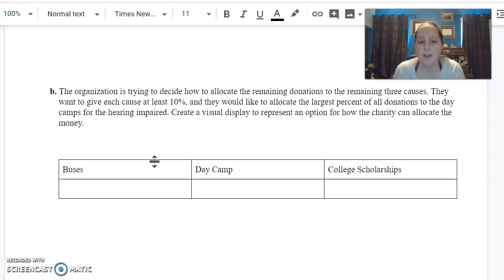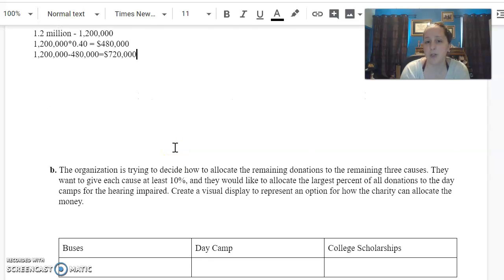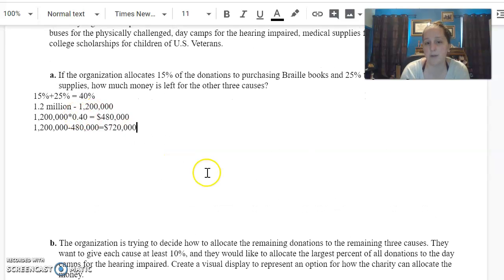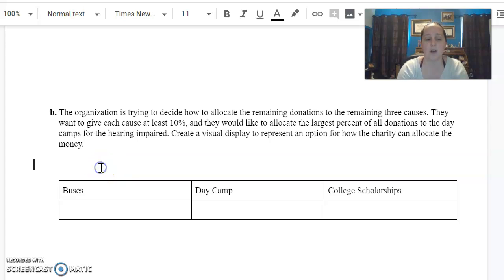Here are my 3 causes that are left: the buses, the day camp, and the college scholarships. The first thing I want to do is, they spent 40% of the money already. So 100% minus 40% is 60%. So they have 60% of the money left that they still can spend. We're talking about percents here, not actual dollar amounts.